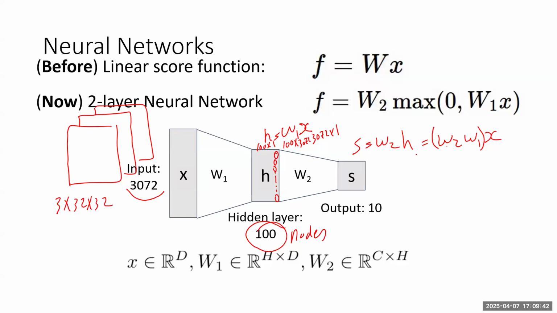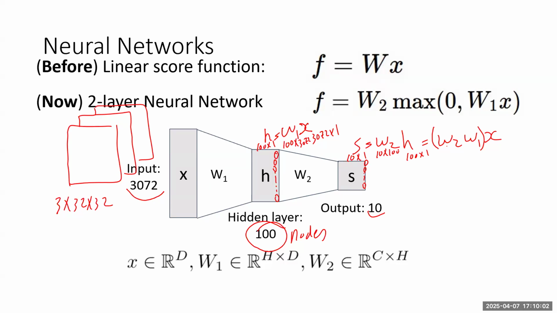Now, this 100 by 1 will be multiplied by this. The output here is 10, so I have 10 nodes here. So this one is 10 by 1. So this W2 must be 10 by 100.